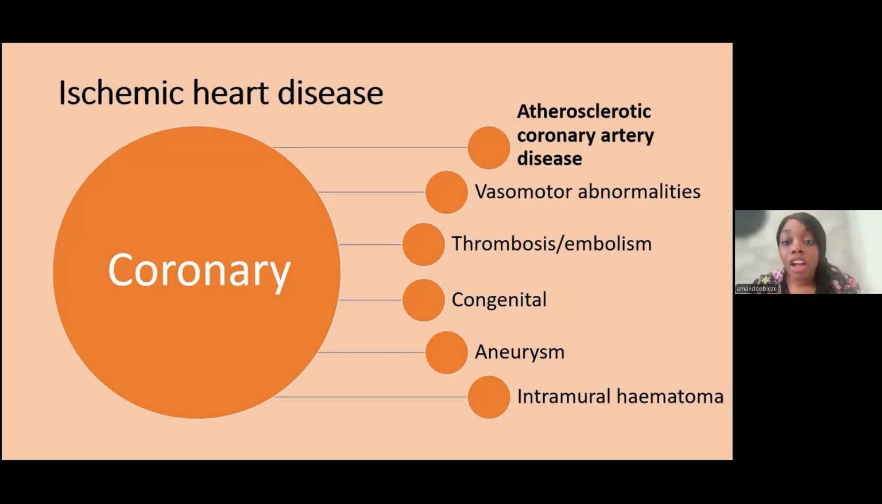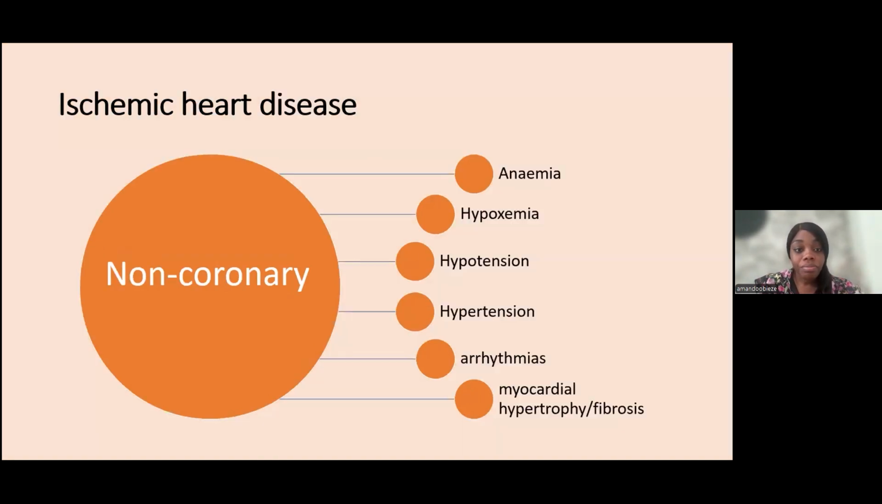Okay, so there are also vasomotor abnormalities, thrombosis and embolism, some congenital causes of coronary artery disease. Some people may have aneurysms that would lead to ischemic heart disease and intramural hematomas. Next, please. And the non-coronary causes are the ones that we call type 2 MIs, mostly from anemia, hypoxemia, hypertension, but also arrhythmias and myocardial hypertrophy or fibrosis could cause ischemic heart disease. Next, please.